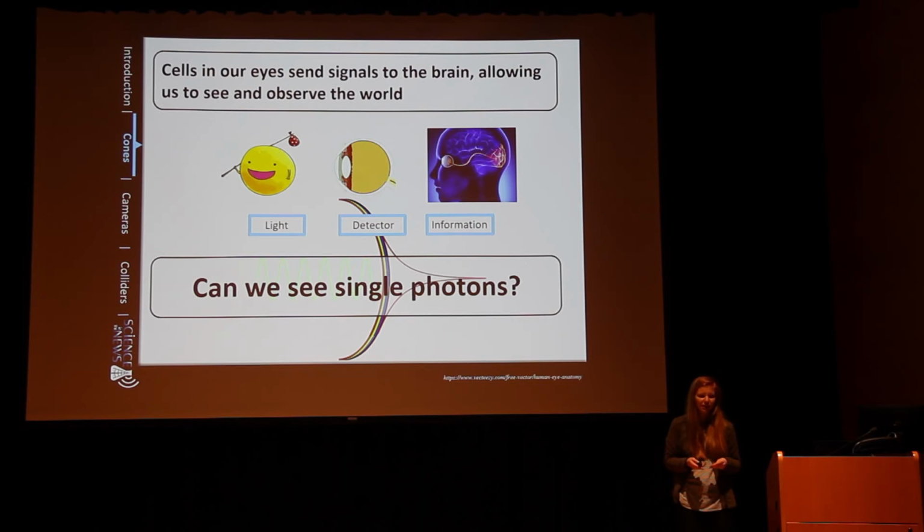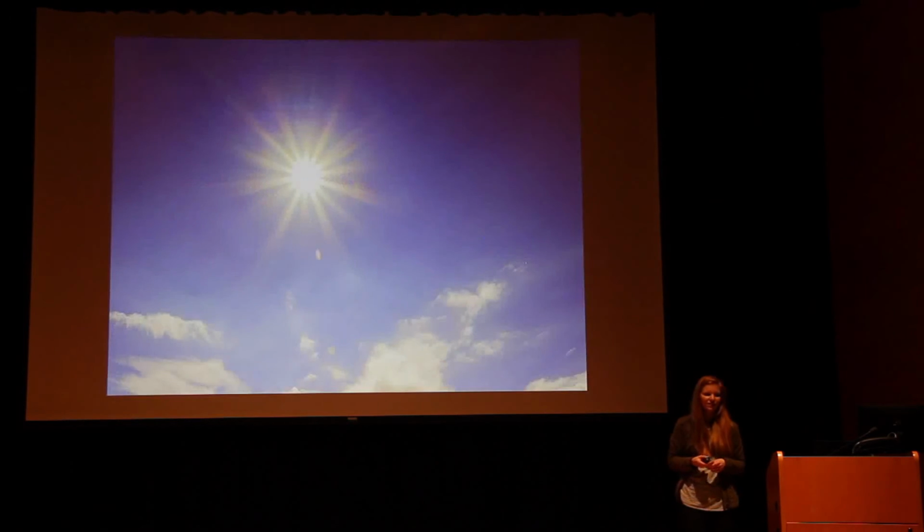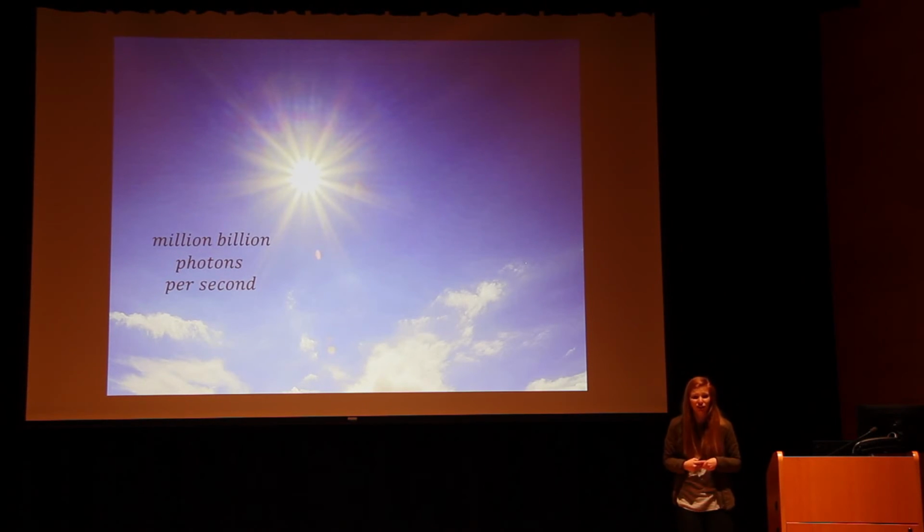To give a little bit of a background, how many photons are actually coming from the sun and entering our eyes every day? So here's our little photon traveling from the sun, hitting our Earth. This is the picture you might see if you look outside. And actually what happens is that 1 billion photons per second are hitting our Earth. This is why you should never look at the sun on a sunny day. That is a lot of photons that can enter your eye and actually damage the cells in your eye. So don't ever look at the sun outside.